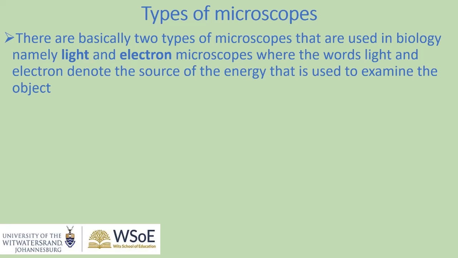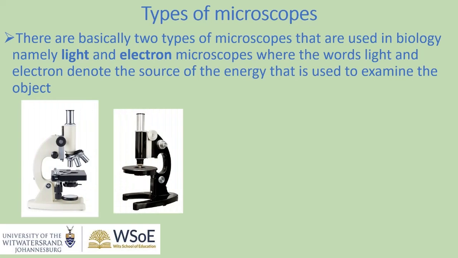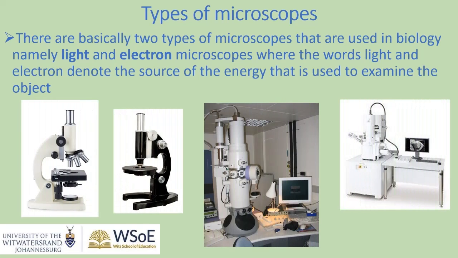Now, the words light and electron denote the source of energy that is used to examine the object or specimen that is being viewed under the microscope. So there are two types of light microscopes, and there are two types of electron microscopes. The light microscopes use light to view the specimen, and the electron microscopes use a beam of electrons to view the specimen.